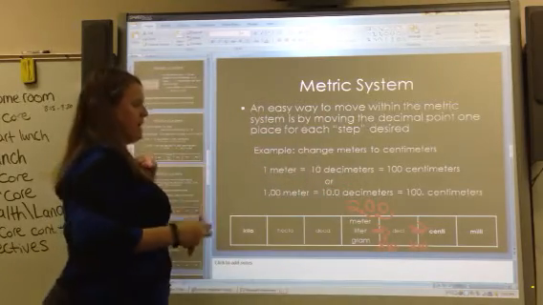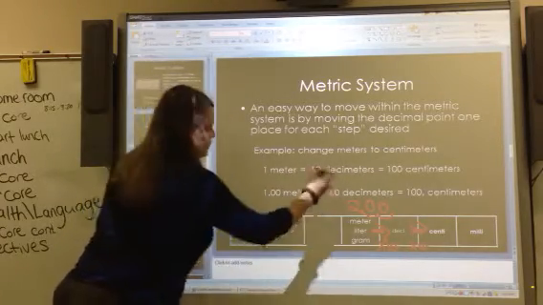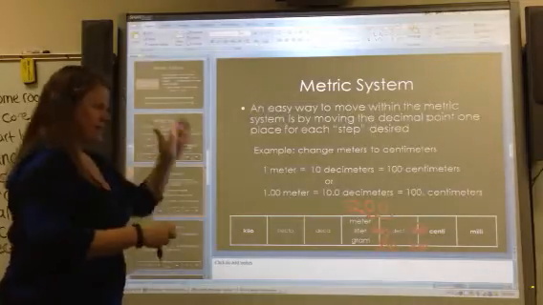Same thing if you're moving to the left. If you're dividing by 10, divide by 10, divide by 10, you just move the decimal to the left, one space every time.